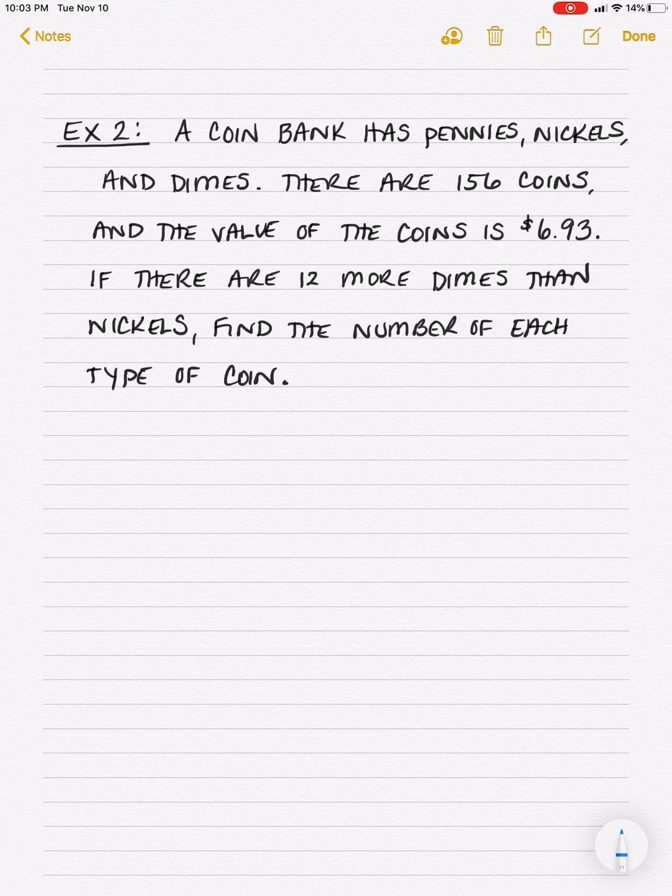A coin bank has pennies, nickels, and dimes. There are 156 coins, and the value of the coins is $6.93. If there are 12 more dimes than nickels, find the number of each type of coin.